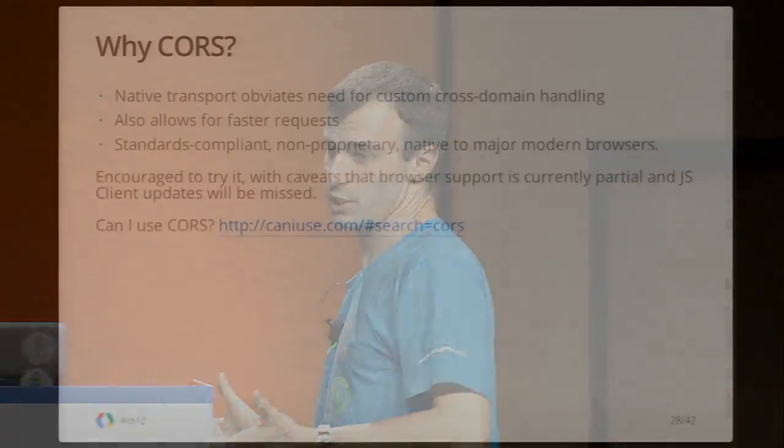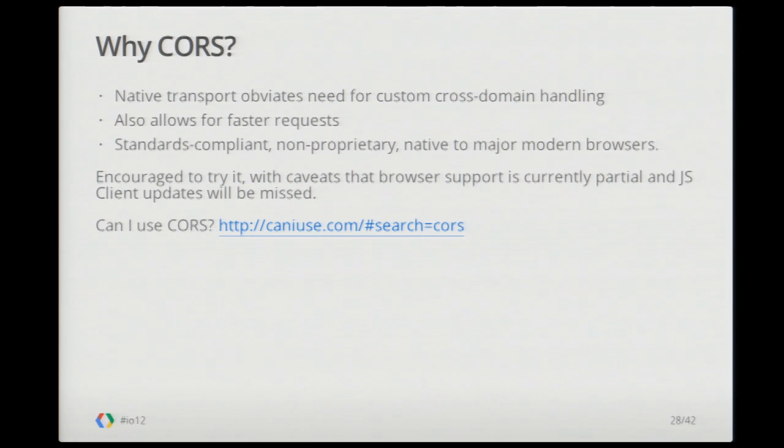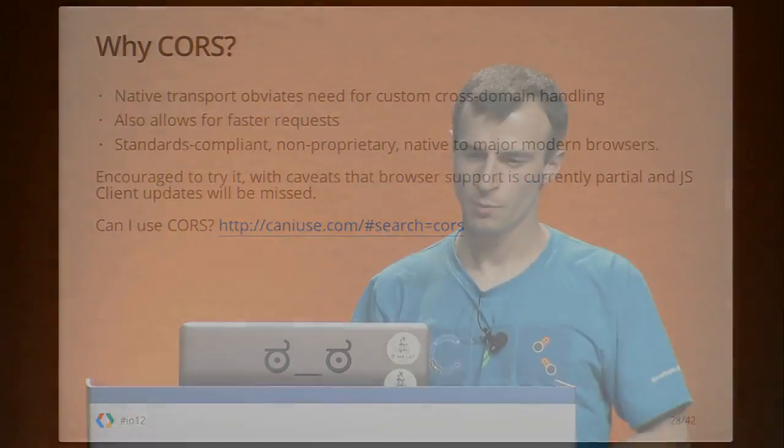So why did I mention this? Well, first, we just think CORS is pretty cool. It's a native transport, which means you don't need to use, as I mentioned, our sort of proprietary cross-domain handling method, which means it allows for faster requests overall. It's also standards compliant, non-proprietary, and native to most major modern browsers. So I encourage you, if you're interested, to try out CORS requests, but with a couple of caveats. One is that browser support is currently not quite as expansive as the JS client. The JS client will handle pretty much any major modern browser that your users are using, but CORS is not quite there yet.